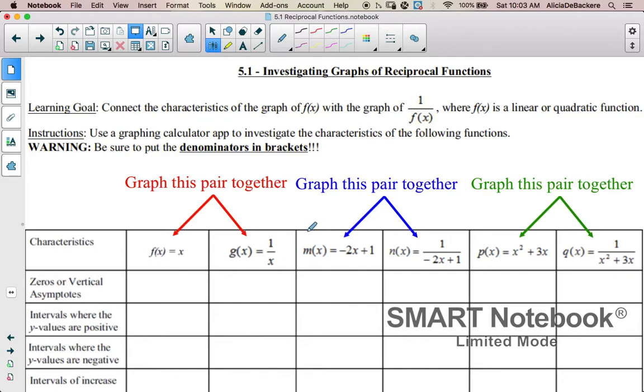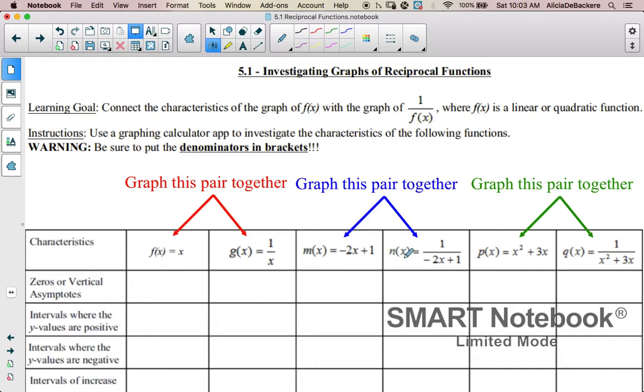Okay, so the first thing we're going to do is investigate the graphs of reciprocal functions. So you can take a look at the first pair here. Our very first function, f of x equals x. That's just our parent function for a line. It's the line that goes through the origin on what we might think of as a 45-degree angle if our scales are matching. And then the first reciprocal is the parent function reciprocal from grade 11.